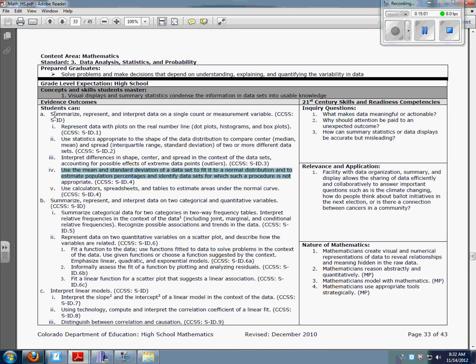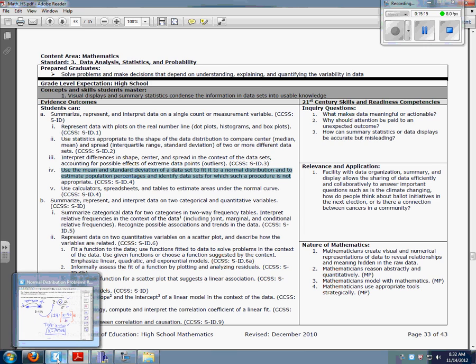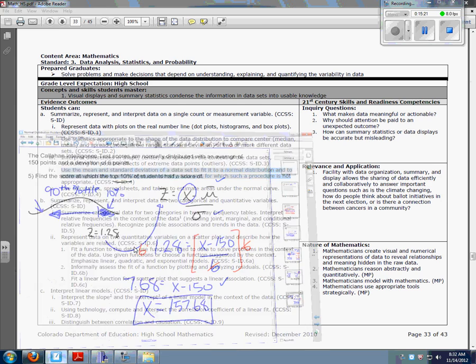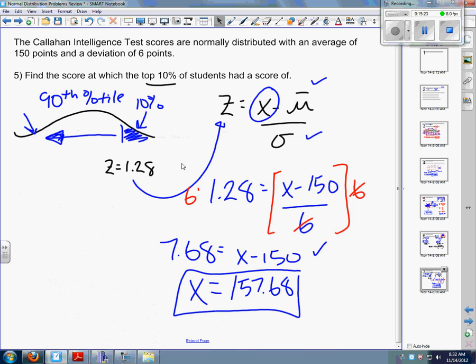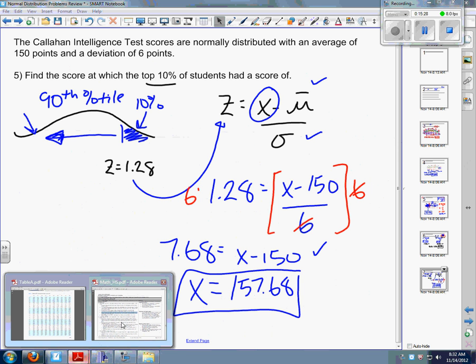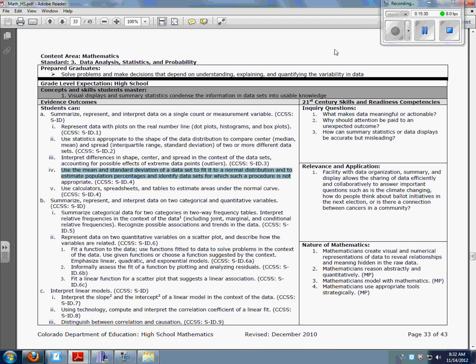So we hit on the standard of summarizing, representing, and interpreting data on a single count or measurement variable. All I told you was what the average test score was and what the standard deviation was, and that it was normally distributed, and you were able to create the curve and answer those questions. So I could have you come up with 10 other questions just like this, and the process is going to be the same for all of these. And so the things we are doing in class do hit on standards that every high school student is expected to have.